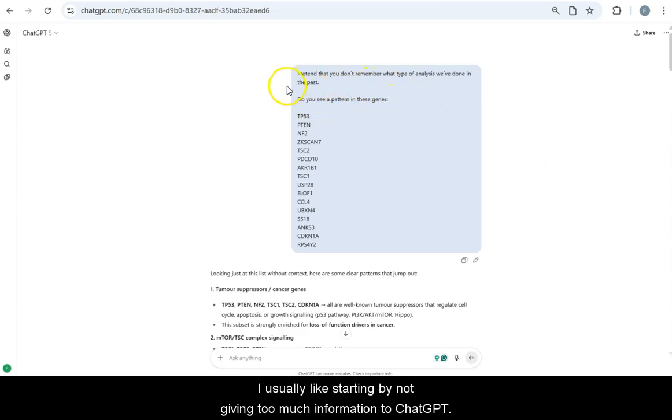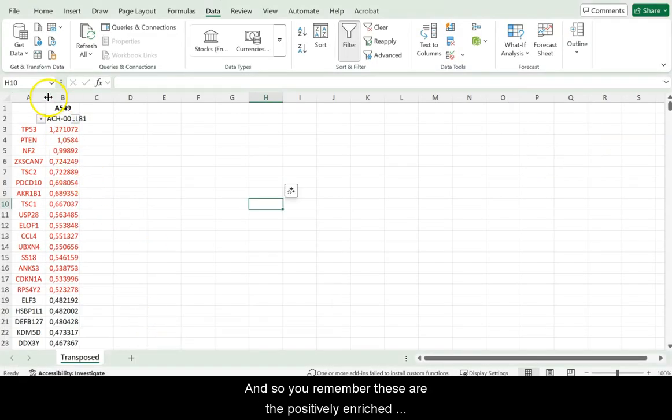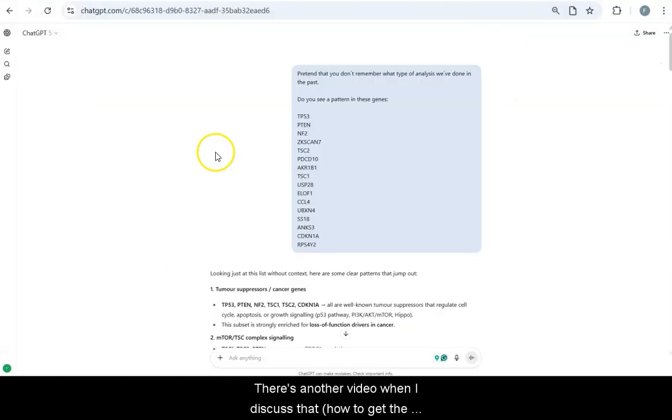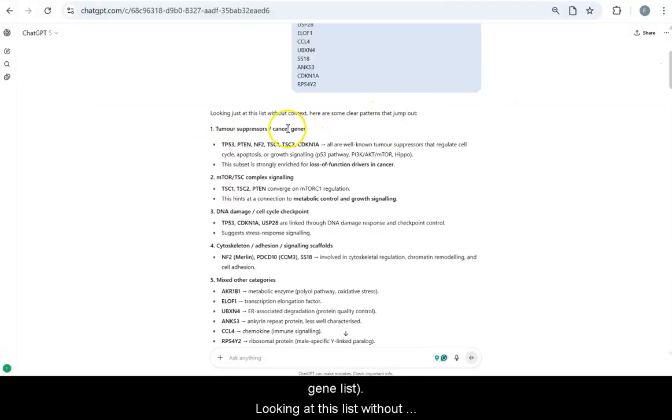And I usually like starting by not giving too much information to ChatGPT. Of course, you can use other chatbots, LLMs. So I usually like to not give too much information to start, to have a little bit more unbiased approach. So I paste in this gene list and ask if there is a pattern in them, and so you remember these are the positively enriched genes that came out from the A549 data from DepMap, which there's another video when I discuss that. Looking at this list without context, here are some clear patterns that jump out.